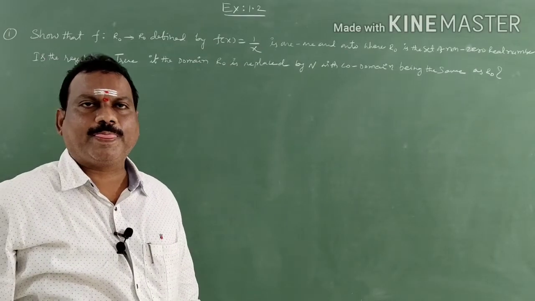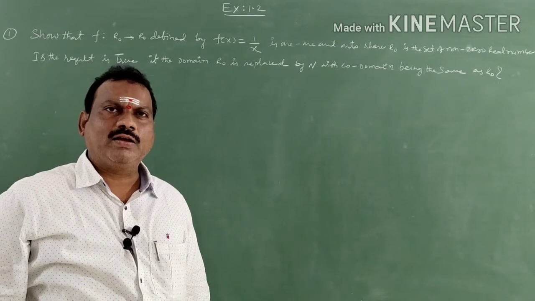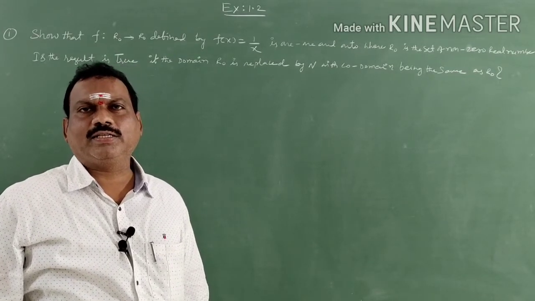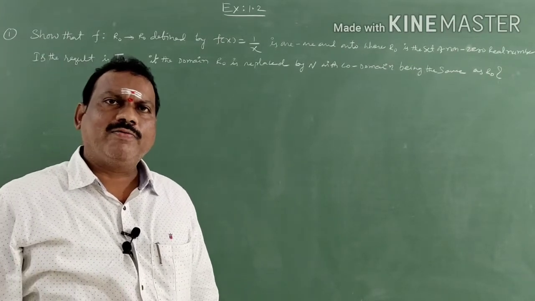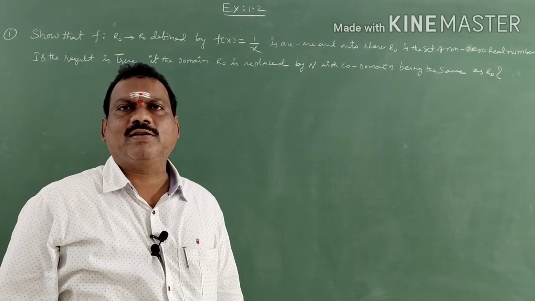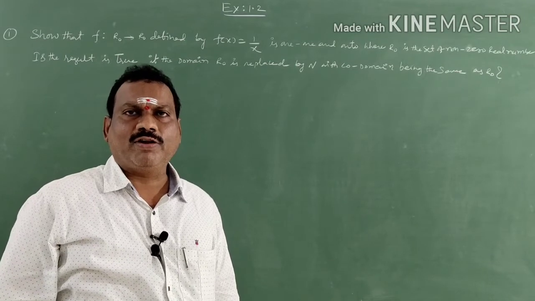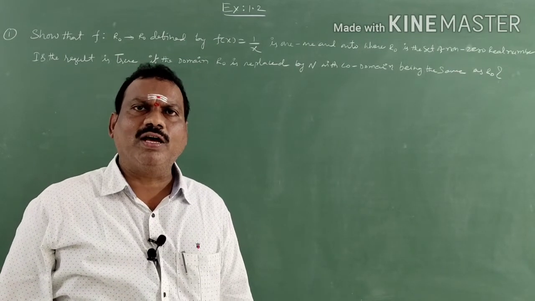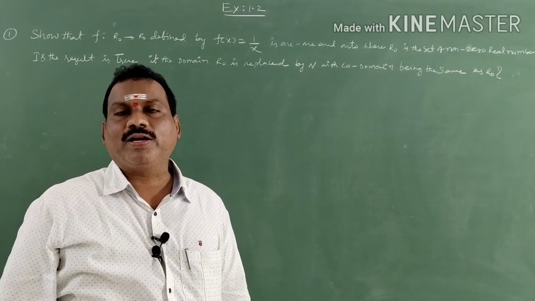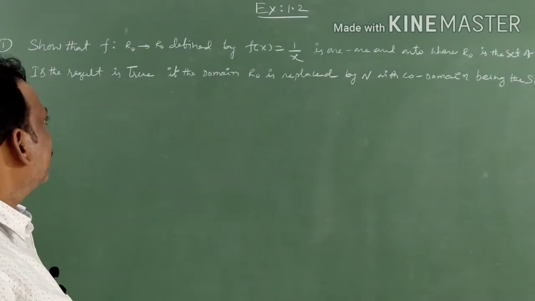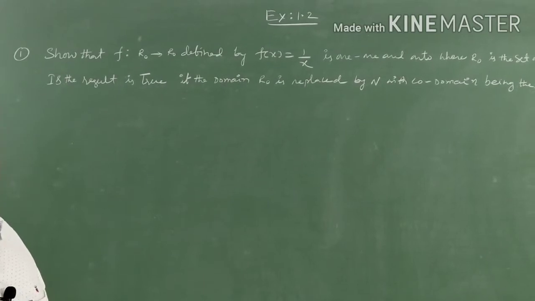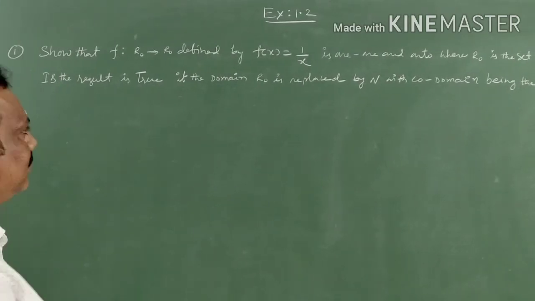Right, students? Now we will solve the functions topic, exercise 1.2. Relations 1.1 is completed. Now we have completed the introduction of a few parts based on 1.1. Now I will solve the 1.2 exercise. In that, the first problem is given. Show that f is a mapping from R0 to R0.